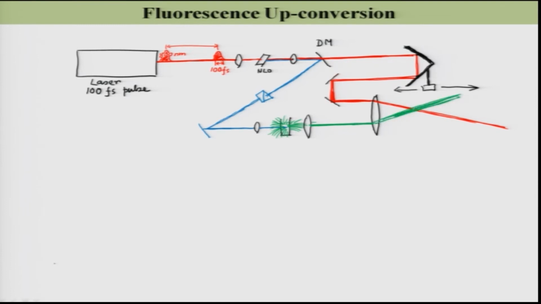And at this junction, where both this red light and the fluorescence are overlapping, what do you do? You put one NLO crystal over here. That is it. This is my diagram.